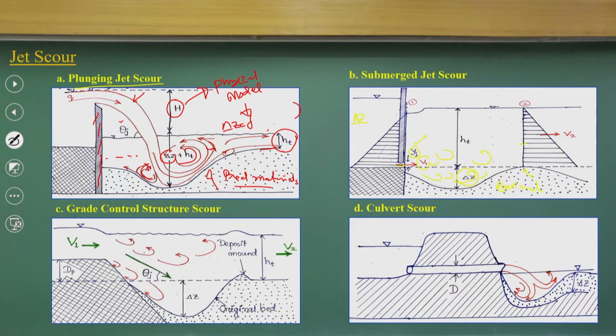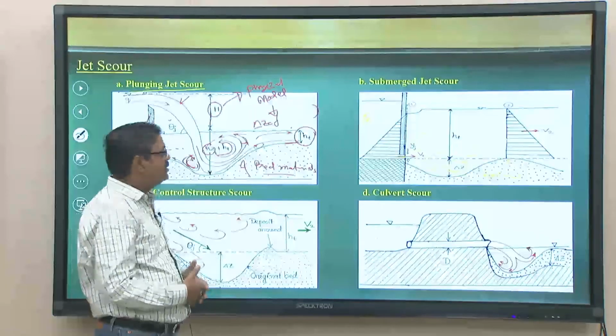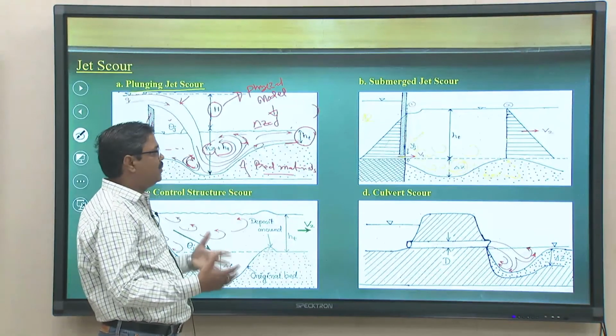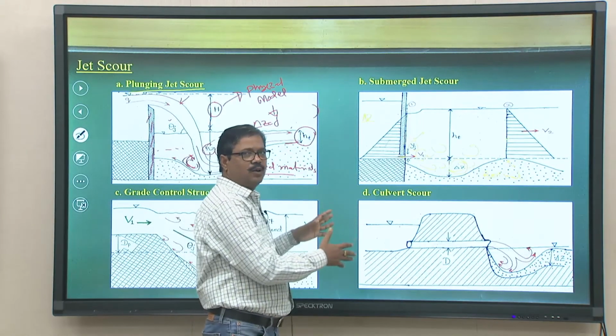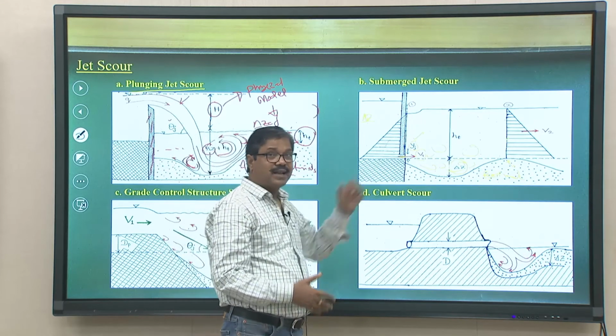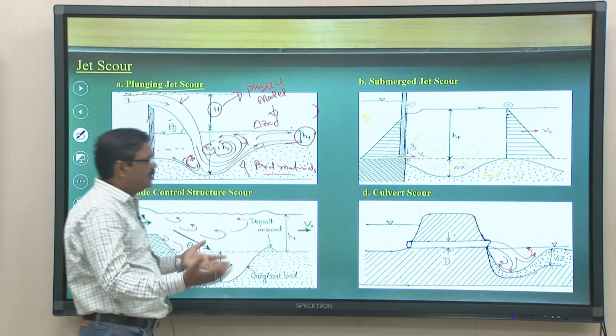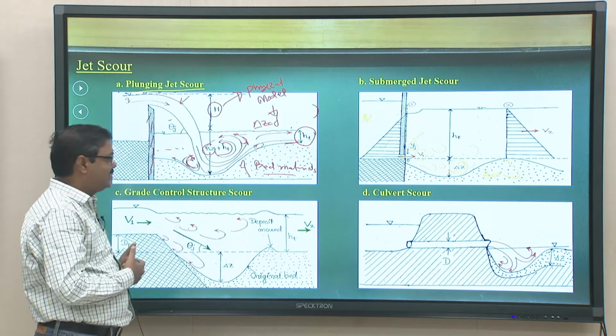For the bed material, again in a similar way, we conduct a series of physical experiments with scaled down models and try to establish the empirical relationship between the flow characteristics and the scour depth. That is the basic idea.